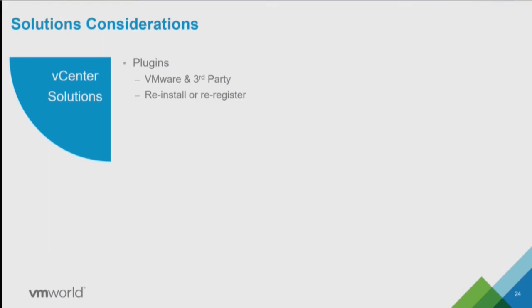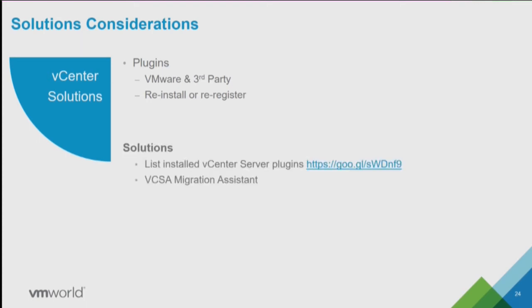Okay. So do we have anything that will help me determine what's all registered with my vCenter server? I mean, I don't want to sit here and manually click around in my environment. All right. I'm glad you asked.